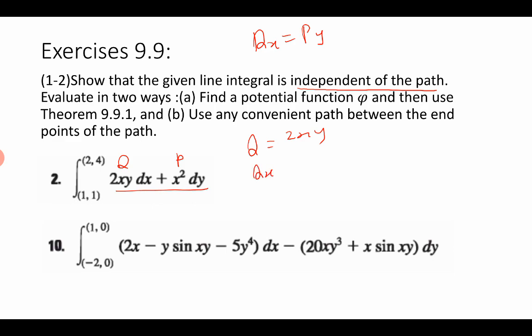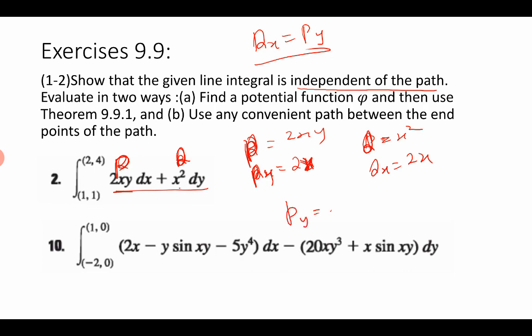What is Q_x? Differentiate with respect to x partially. And what is P_y? We want P_y to equal Q_x. The first term is P, the second term is Q. So P is 2xy, and P_y is 2x. Q is equal to x squared, and Q_x is equal to 2x. They are equal. P_y is equal to Q_x.